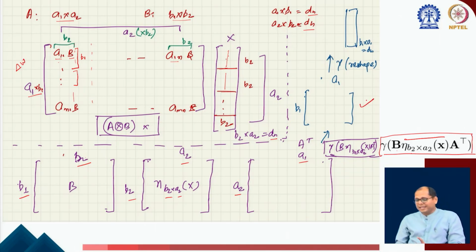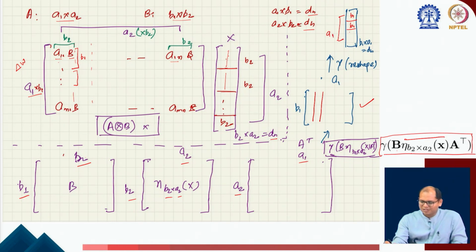Yeah, and then you apply gamma. What it will do is just keep on stacking its columns. So the first column has B1 elements, the next column has B1 elements. How many such columns? A1 columns. So you have B1, B1, B1, like that, A1 columns. So B1 cross A1, and that is also DH. So you will get a DH dimension output. So this at least in dimensions makes sense.